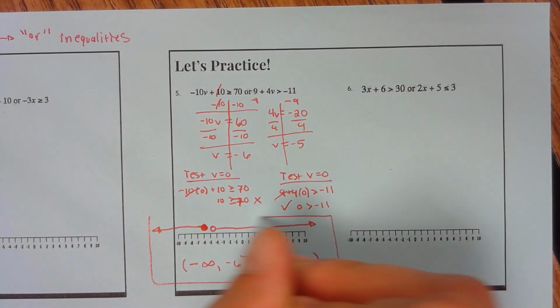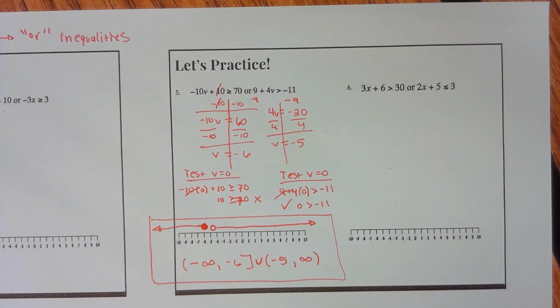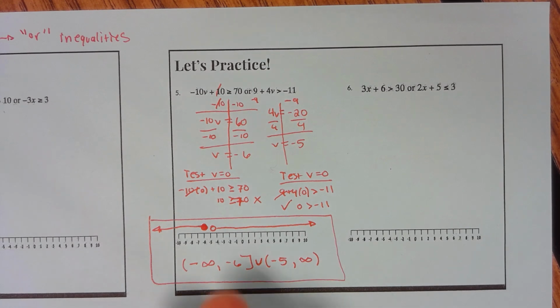So the number line with the interval notation represents our solutions. And again, this means almost every number makes these inequalities true. The only numbers that don't work are any number between negative 6 and negative 5. Okay, and negative 5 itself does not make this inequality true as well. But most numbers work in this case.